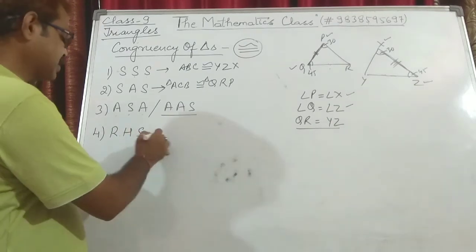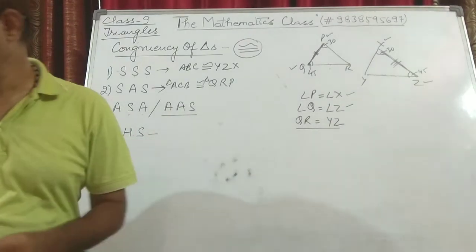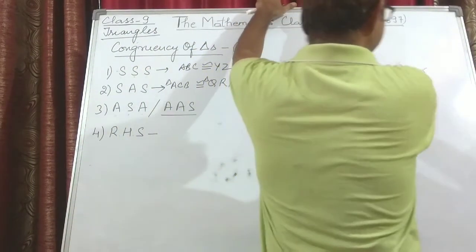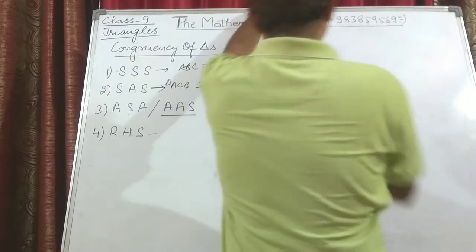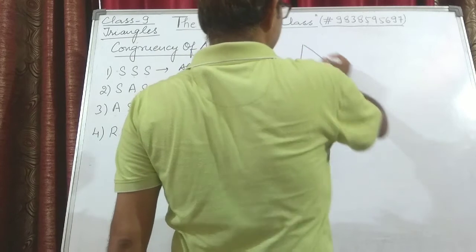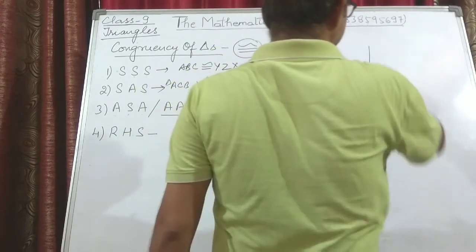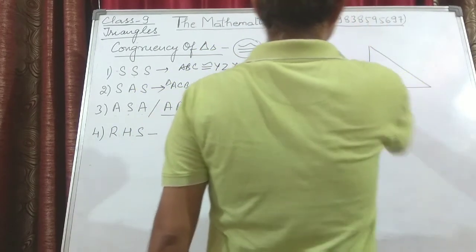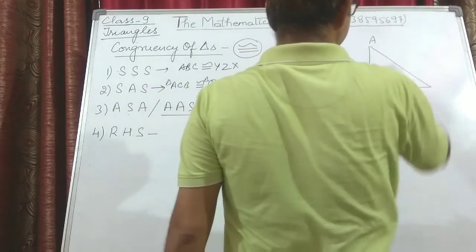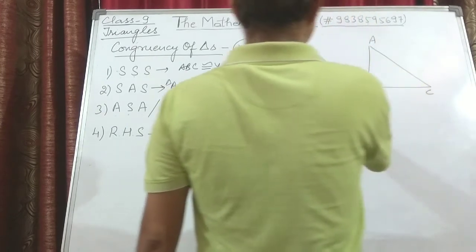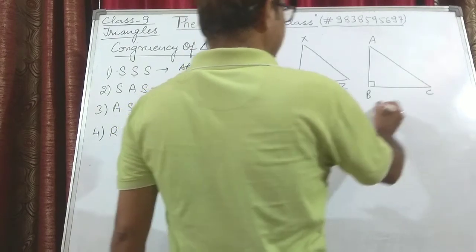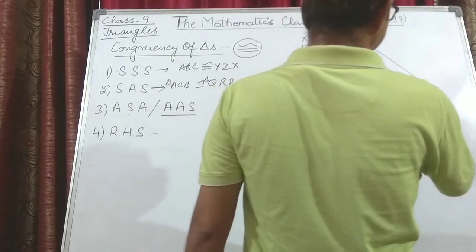Now next is RHS. RHS stands for right angle hypotenuse side, and this is generally applicable to right angled triangles. The fourth point is RHS. It is applicable to right angled triangles. Let us take XYZ and ABC. These are two triangles right angled at Y and B. Here angle Y is equal to 90 degrees and here angle B is equal to 90 degrees.